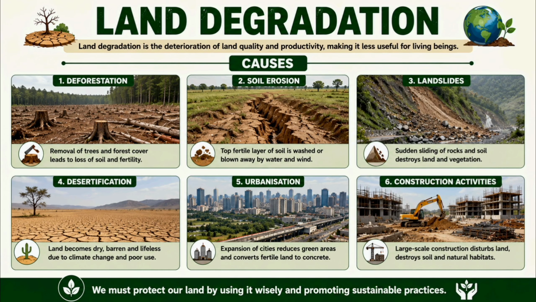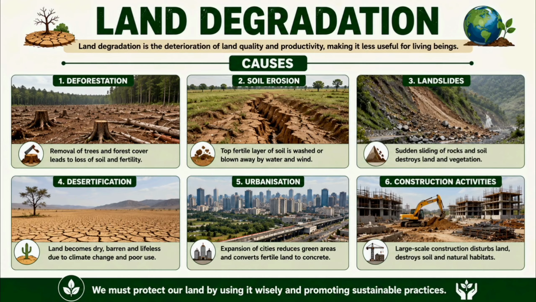Land degradation. Land degradation is the deterioration of land quality and productivity, making it less useful for living beings. Causes: deforestation. Removal of trees and forest cover leads to loss of soil and fertility. Soil erosion. The top fertile layer of soil is washed or blown away by water and wind. Landslides. Sudden sliding of rocks and soil destroys land and vegetation.